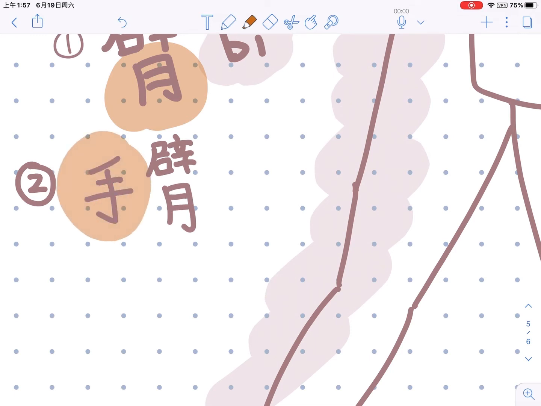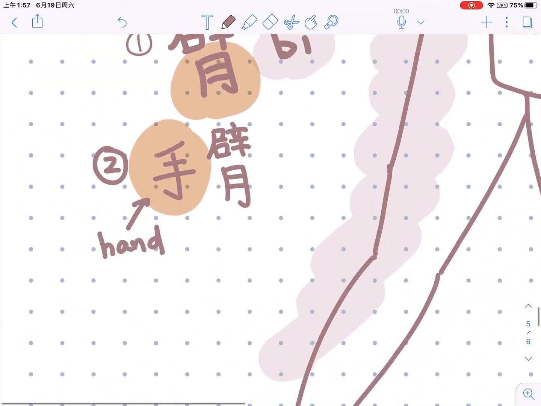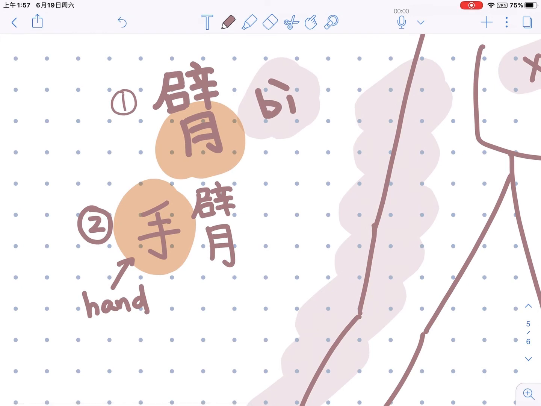And here the character 手 just means hand. Then if you put 手, hand, together with 臂, arm, this vocabulary just means arm. And actually this second expression is more commonly used in daily life. When we are talking, we would not solely use bi to imply the arm, instead we are more likely to use 手臂.